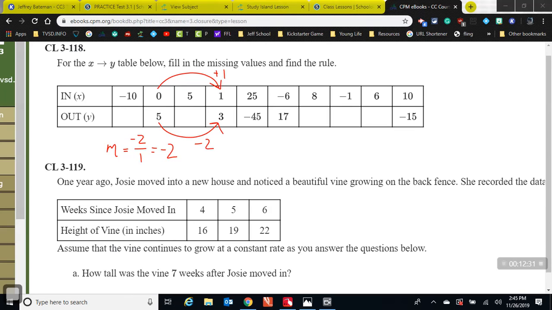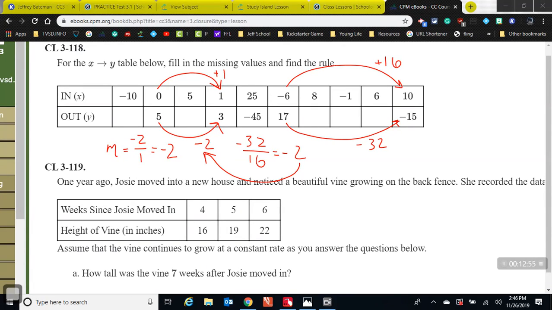If you picked any 2 points, it would have done the exact same thing. Going from -6 to 10, I'm going up 16. All right, going from 17 to -15 there, I'm going down 32. So down 32 over 16 reduces to -2. I see I get the same thing either way.